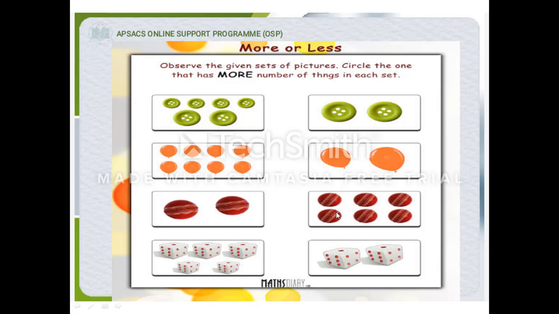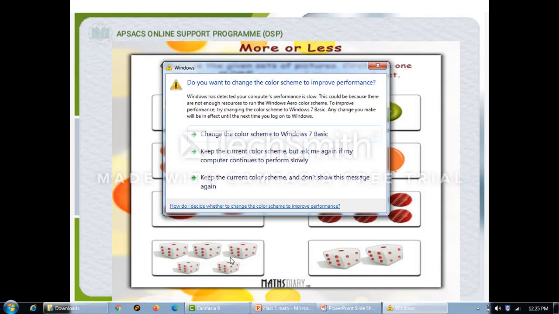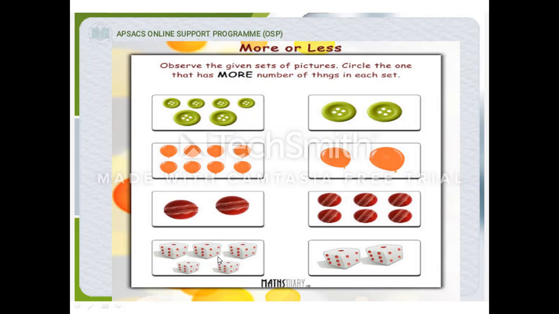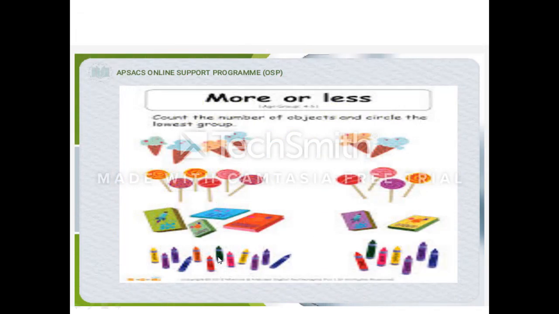How many balls are there? 1, 2, 3, 4, 5 and 6. And this group has 2 balls. So what can we find? We can find the more balls. Okay. Another example is, there are also two groups of dice. We can find the more. So in this group, they have 2 dice, and in this group, 1, 2, 3, 4, 5, 6. They have 6 dice. It means they have more dice. Okay. Come to the next example, more and less.